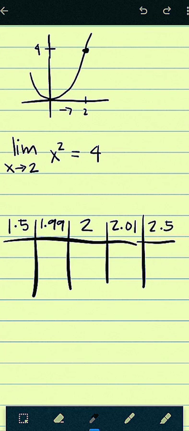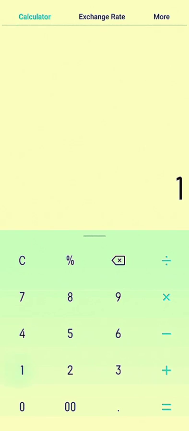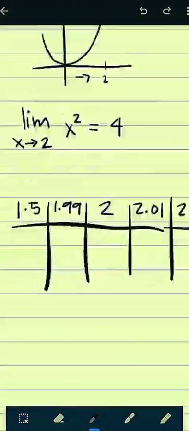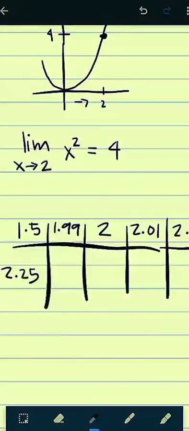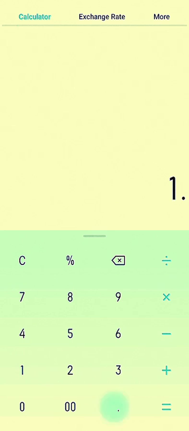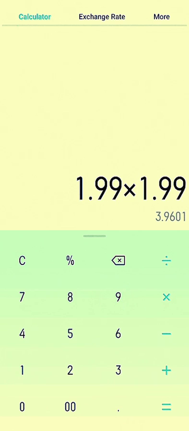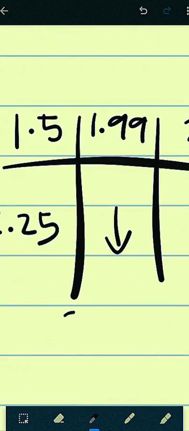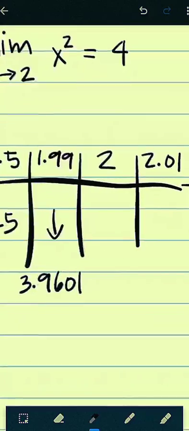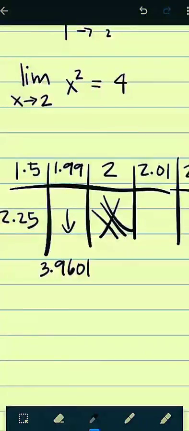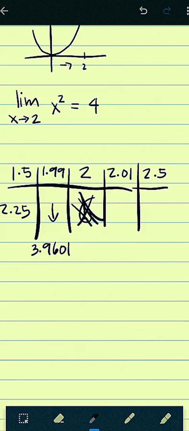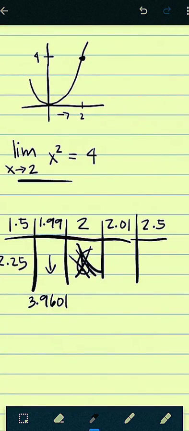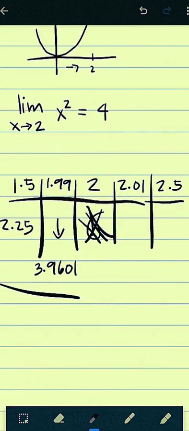So let's try. We plug in 1.5. So we square 1.5. That is 2.25. And now if we square 1.99, it will give us 3.9601. So that's very close to 4. So we don't actually care about the value at 2, because we're not actually getting into 2. But we care what happens as we approach 2.